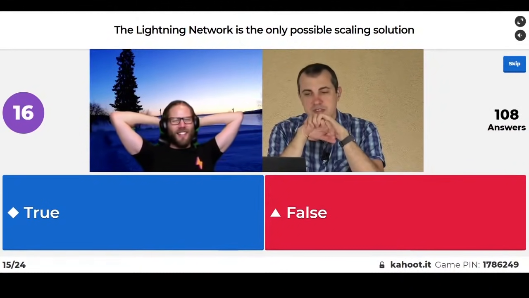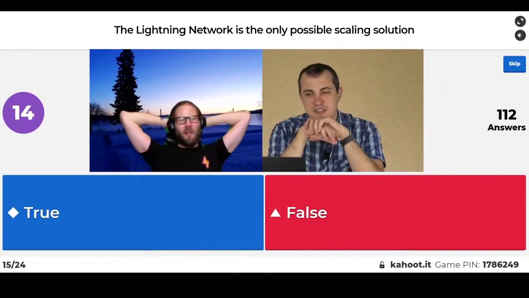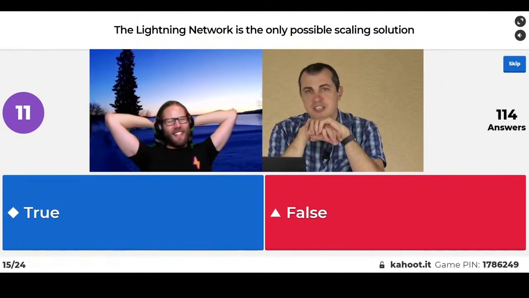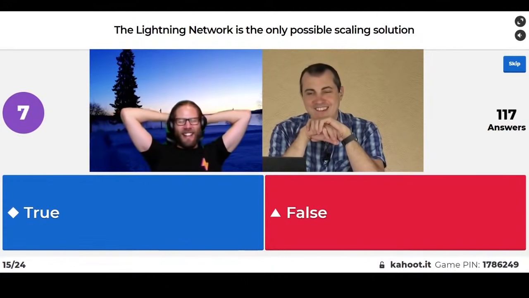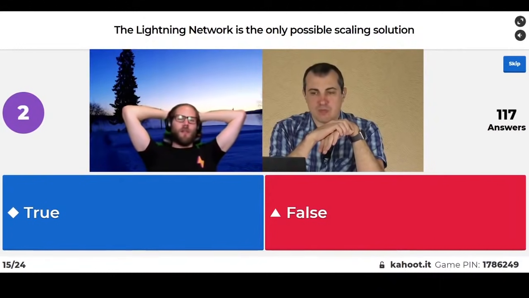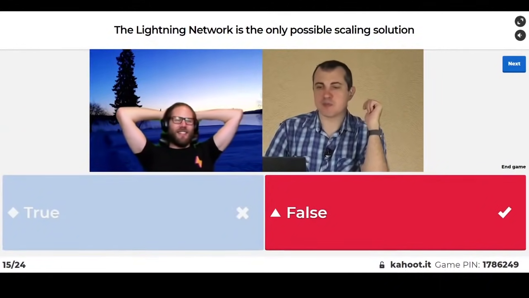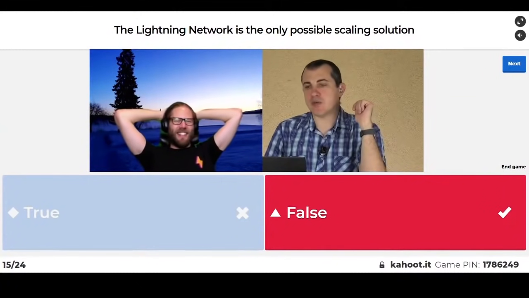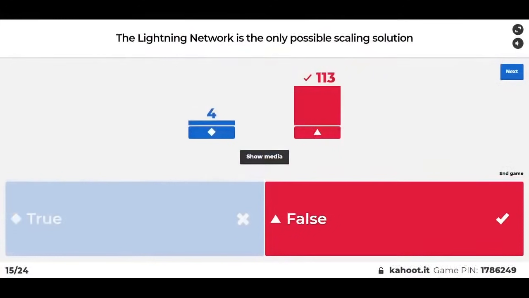That's almost like a common sense question, right? Is it? Or are you a shitcoiner? I mean, I was saying this after basically all the answers were already in, but this is so obvious. False. The Lightning Network is not the only possible scaling solution, and 113 of you got the answer correct. Now, what other scaling solutions are there?